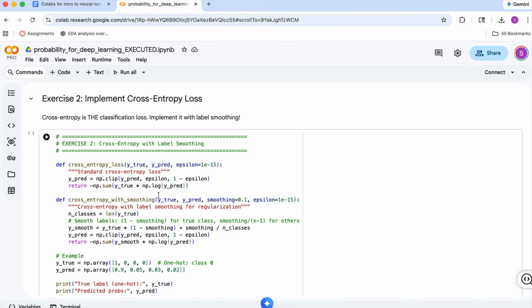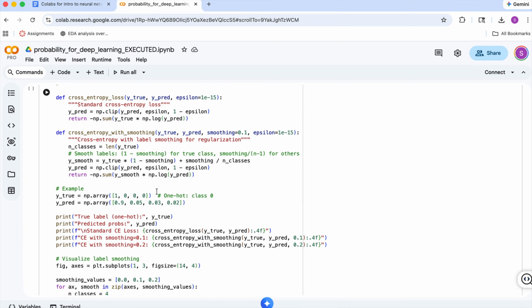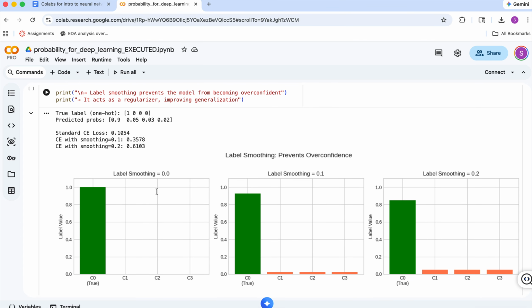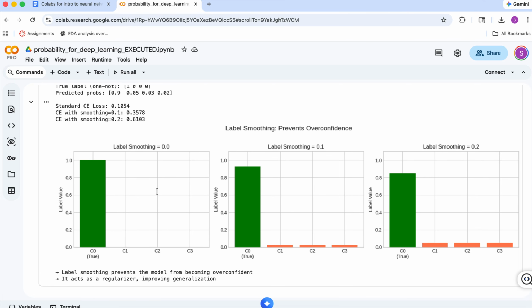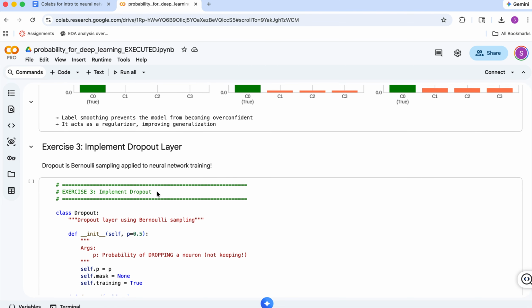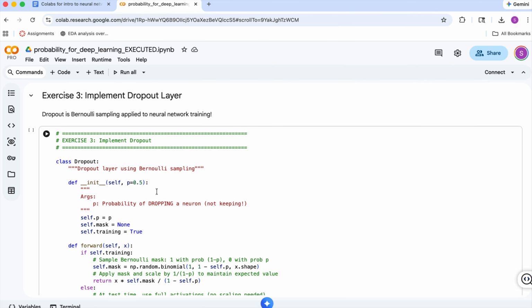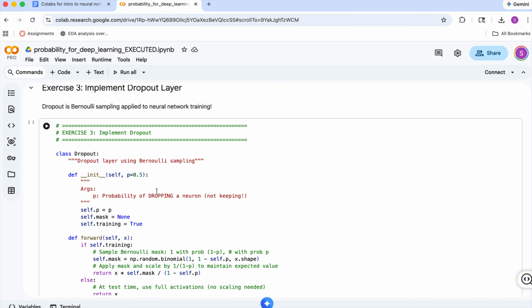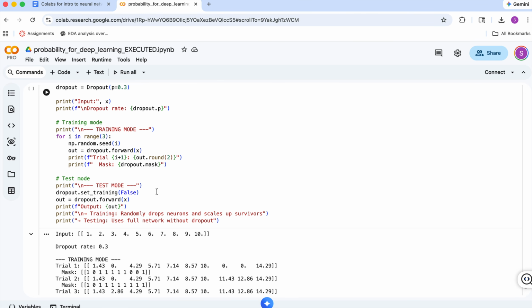In the next cell, I implement standard cross entropy loss and then a version with label smoothing, where the hard one-hot labels are softened towards a uniform distribution by a small epsilon. Finally, the final exercise implements a dropout layer from scratch using Bernoulli sampling, where each neuron is independently dropped with probability p during training.